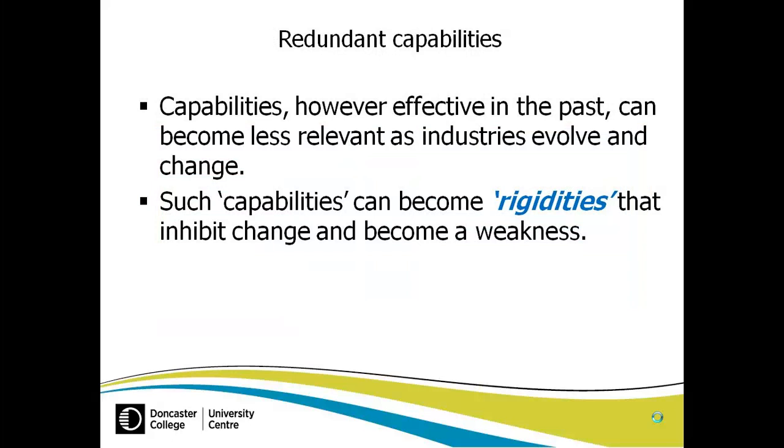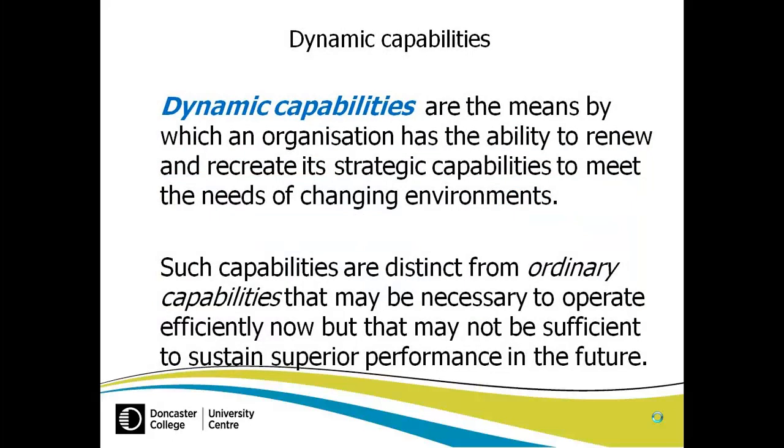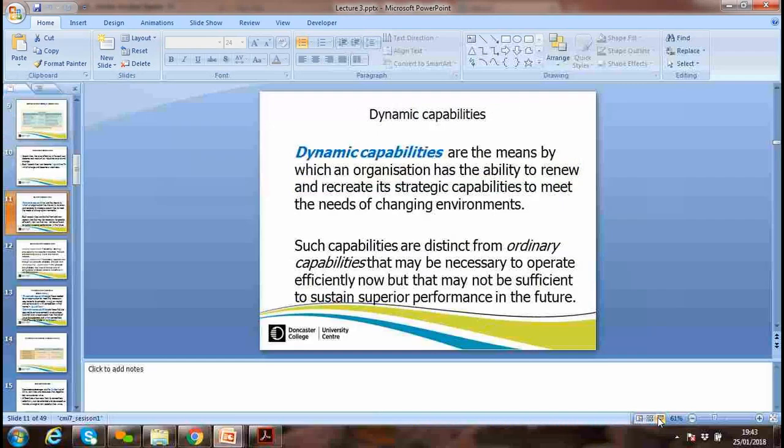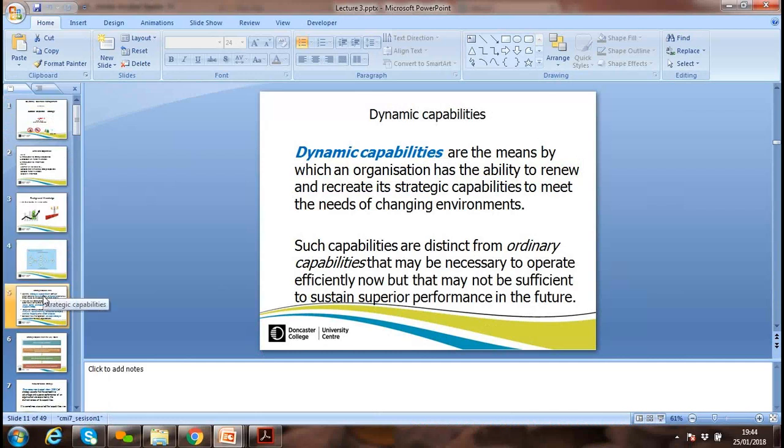Okay. So then we have dynamic capabilities. What is meant by dynamic? Dynamic is the organization's ability to renew and recreate. Yes, its strategic capability to meet the needs of a changing environment. Dynamics change. We are looking at dynamic capability, meaning the organization's ability to renew and recreate. Sorry, I'm supposed to copy these slides. I'll copy this.